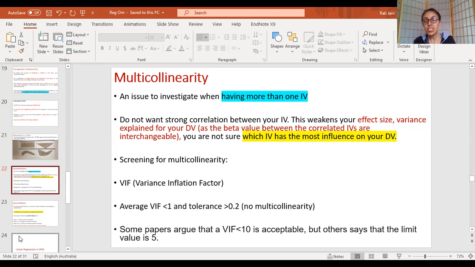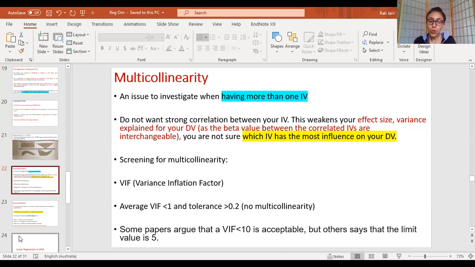Now the cutoff is that the average variance inflation factor should be less than 1. The tolerance, again a button click, should be greater than 2.0. It is just good for you to know the reference cutoff, so that when you learn how to do it in real life, you have a benchmark to compare against. So this means no multicollinearity.